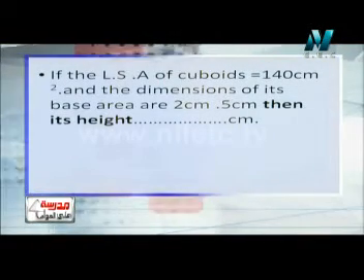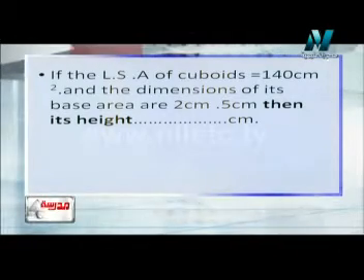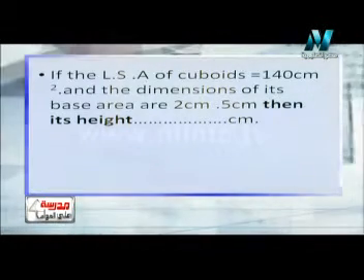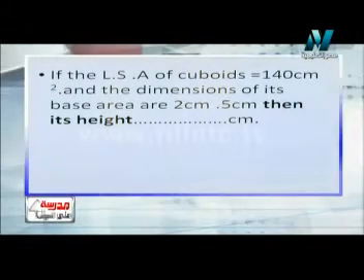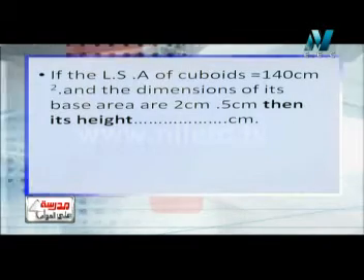Another question. If the lateral surface area of a cuboid is 140 centimeters square and the dimensions of its base area are 2 centimeters and 5 centimeters, then its height equal what? To find the height of a cuboid, the lateral area equal perimeter of base times height. To find the height, we will divide the lateral surface area by the perimeter of base. Let's solve it.